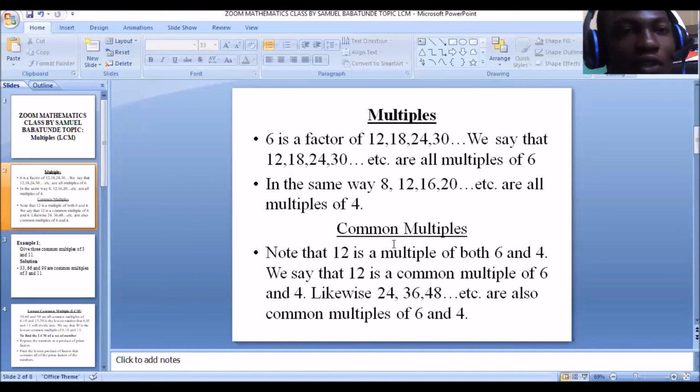Because 6 is also a factor of these numbers. Then we look at the common multiples. We say common multiples simply refers to what? The multiples of numbers that are common. That is the multiple that you can find in a number and also find in another number.